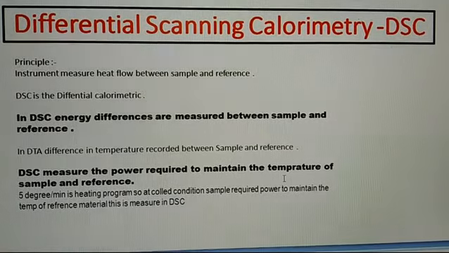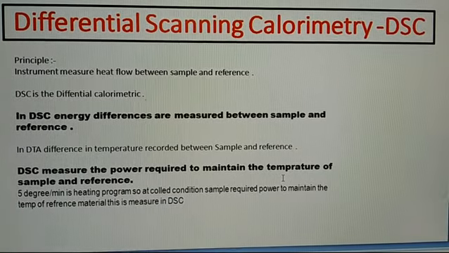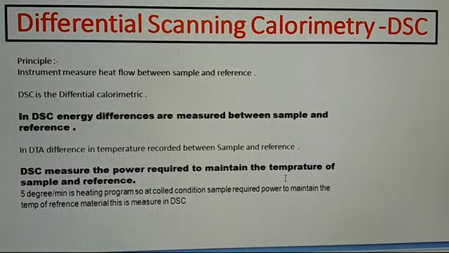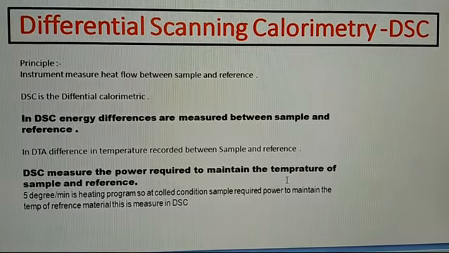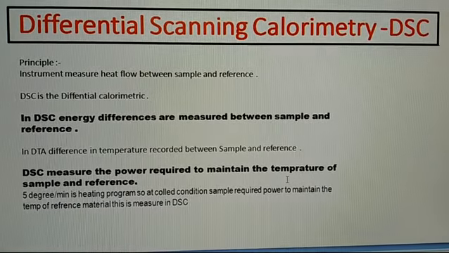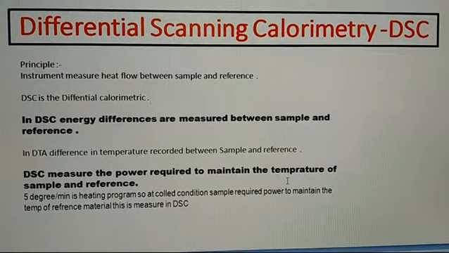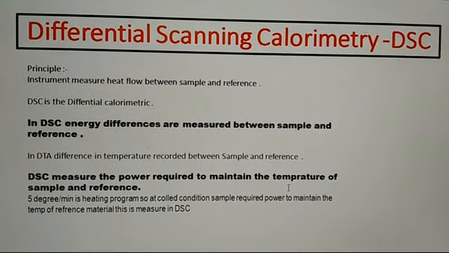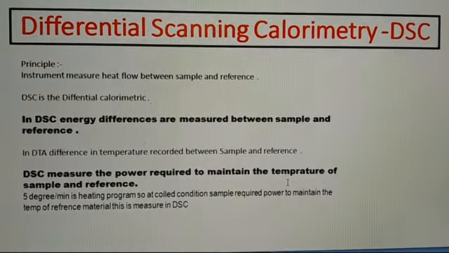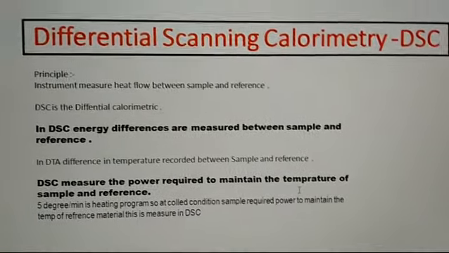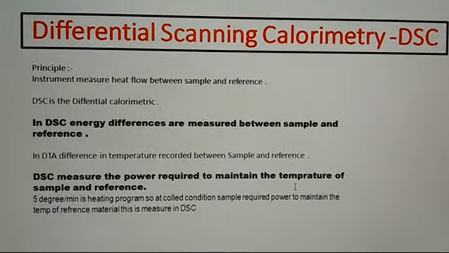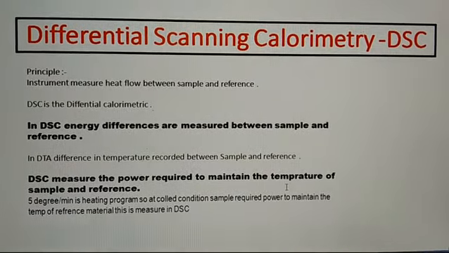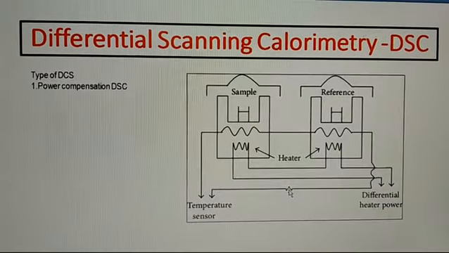So for example, we take a heating program of 5 degrees Celsius per minute. For our sample to increase by 5 degrees Celsius per minute, the power required to maintain that temperature is measured in DSC. So in DTA it mainly measures the temperature, and in DSC it measures the energy or electricity to maintain that temperature.